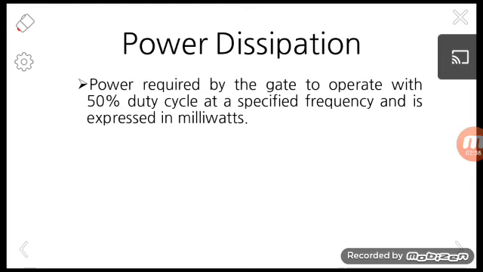So the power dissipation is the power required by the gate to operate with 50% duty cycle at a specific frequency. A 50% duty cycle means the 1 and 0 periods are equal. We know that the output of a gate is either 1 or 0, and the 1 and 0 periods of the output are equal. We consider that condition for the power dissipation of every gate.